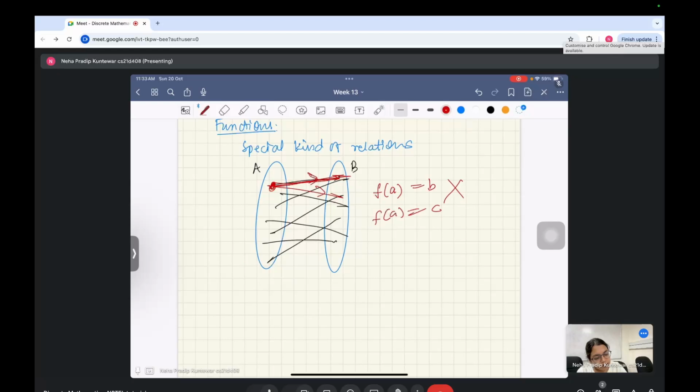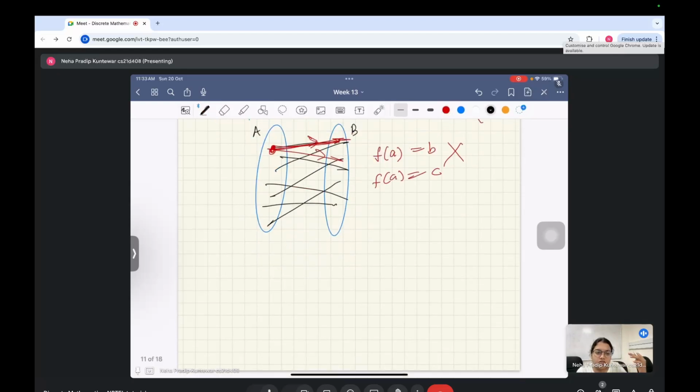And now that we have this, there are different properties that we observe about functions. So one is what are called onto functions, and the other is what is called a one-to-one function. So what is an onto function? You have, say, some elements here.